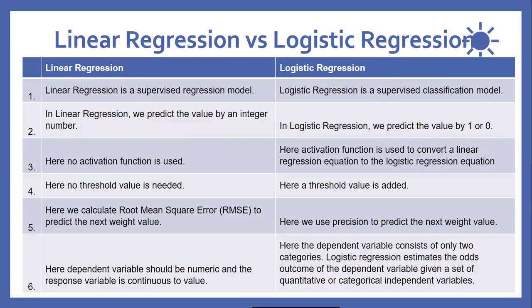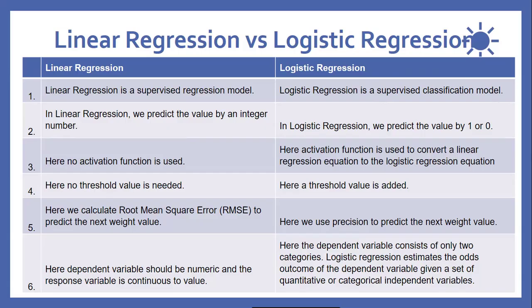In linear regression, no activation function is used. In logistic regression, an activation function is used to convert a linear regression equation to a logistic regression equation. In linear regression, no threshold value is needed. In logistic regression, a threshold value is added.